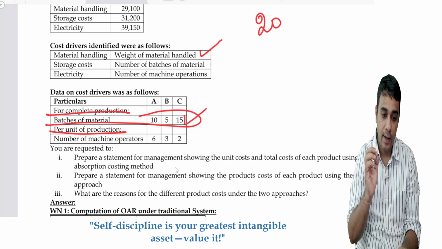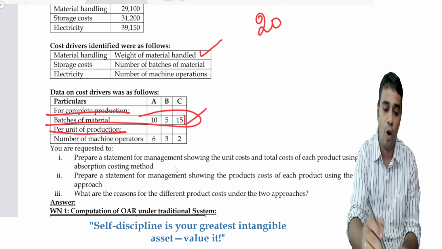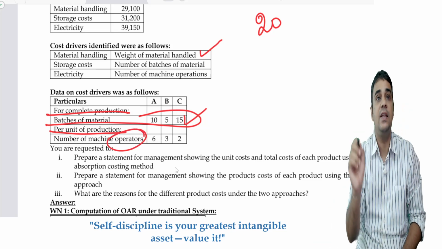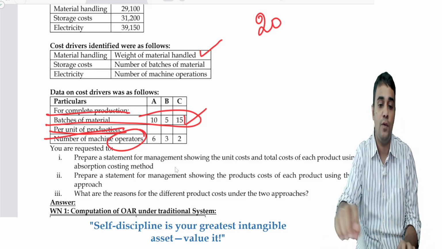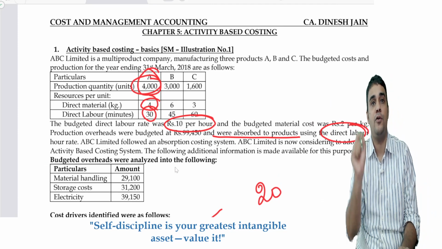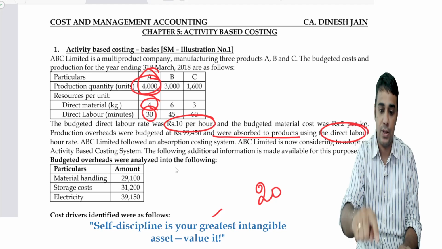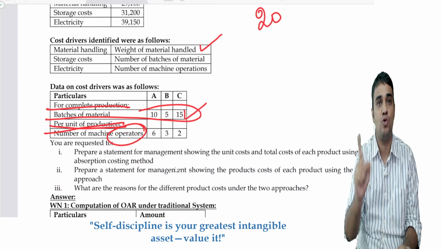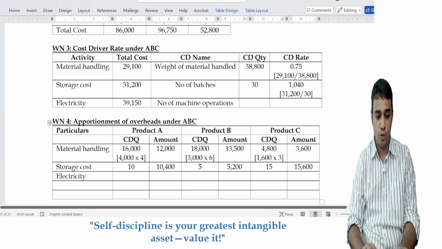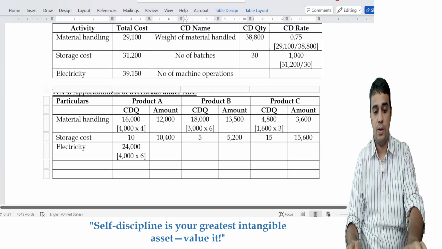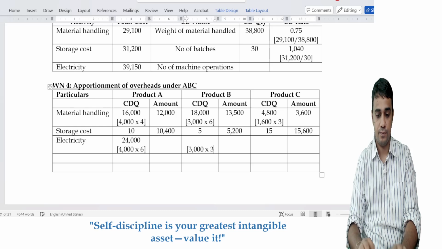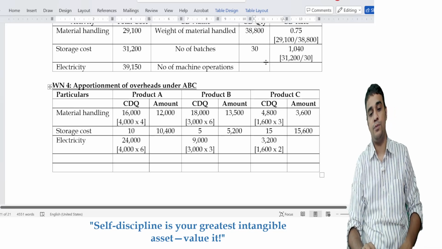Next is number of machine operations. That's a typing error in the heading. Machine operations 6, 3 and 2. This is per unit. Like we multiplied the raw material weight, we have to multiply the machine operations. Every unit has 6 operations, 3 operations, 2 operations. So 4,000 into 6 operations, 3,000 into 3 operations, and 1,600 into 2 operations. Tell me the total of all of this: 24,000, 9,000 and 3,200.